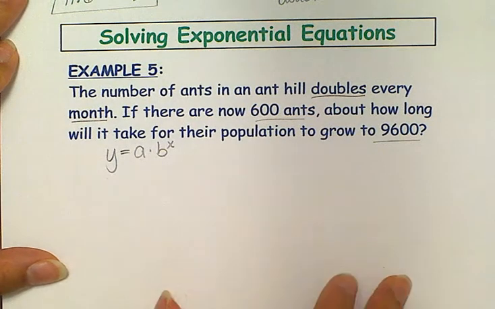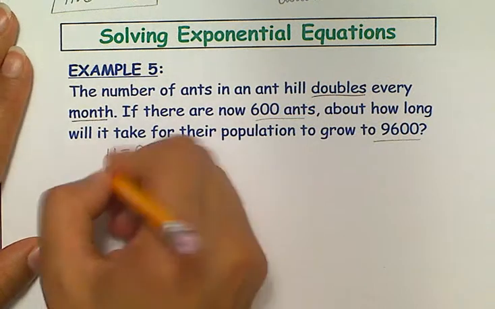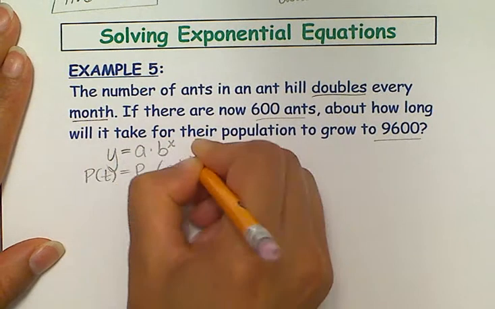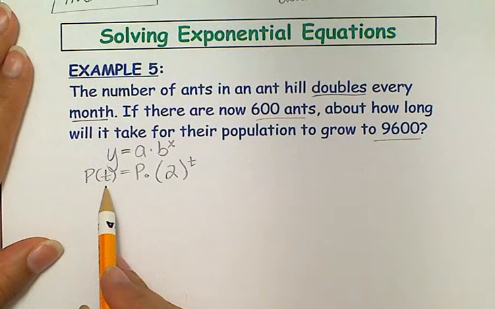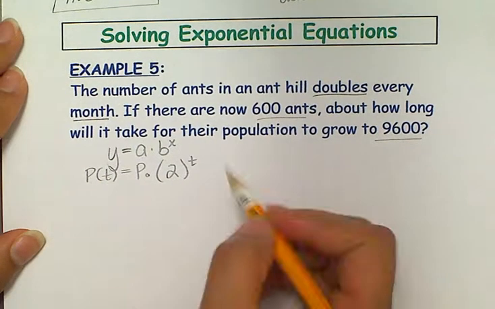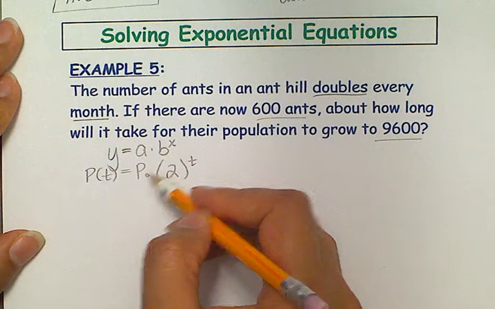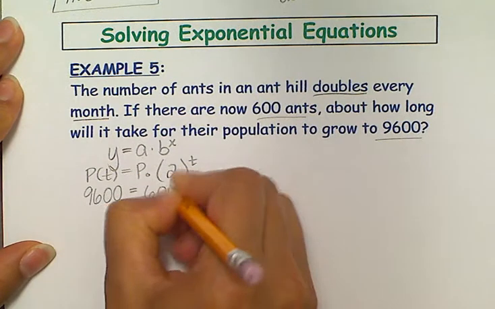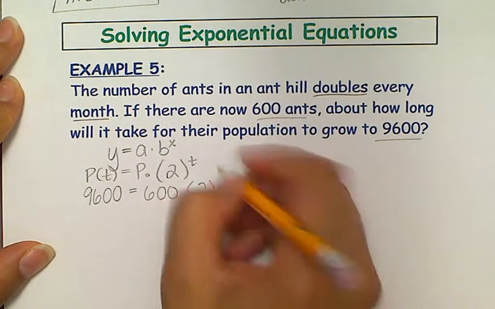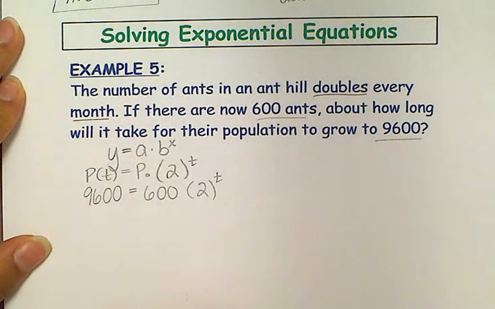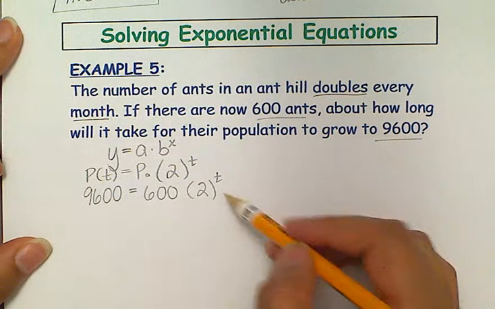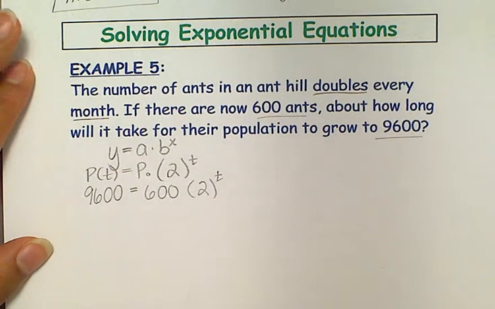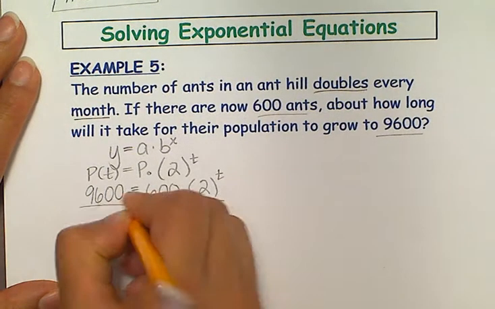So what I know is that I want to know how long it takes for the population, so I'll rewrite this equation using population. I want to know how long it takes for the population to grow. And so I know that the final population is 9,600. I know the initial population is 600. I know it's doubling every month. And so I'm looking for the time. And the fact that it tells me it doubles every month tells me that it's happening 12 times a year. But it doesn't specify what terms you want for your time value, so I can leave it as just t. So I'm going to solve this just like I did the previous question by dividing both sides by 600 first.